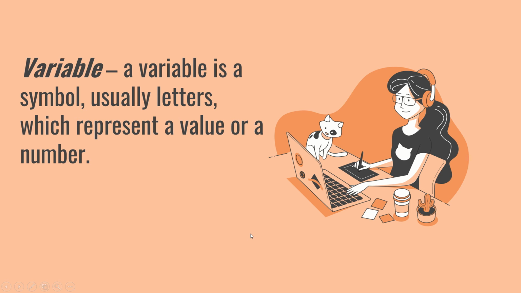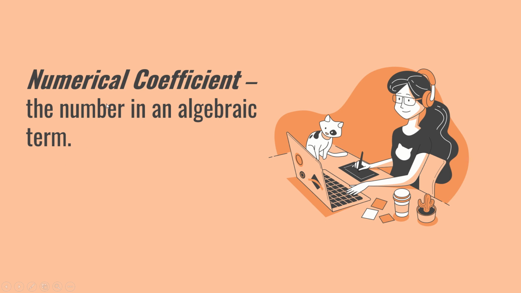Variable. A variable is a symbol, usually letters, which represent a value or a number. So a variable can be X or Y or a letter from our English alphabet. So you can use A, B, C, D to Z as long as this letter represent a value or a number.